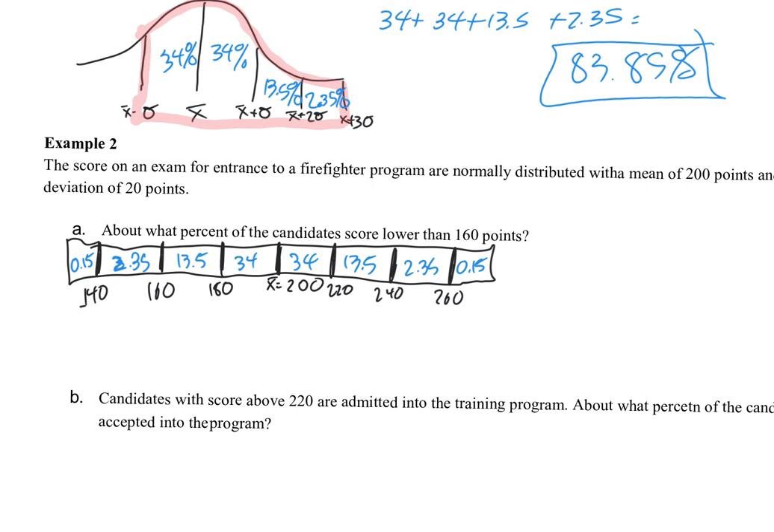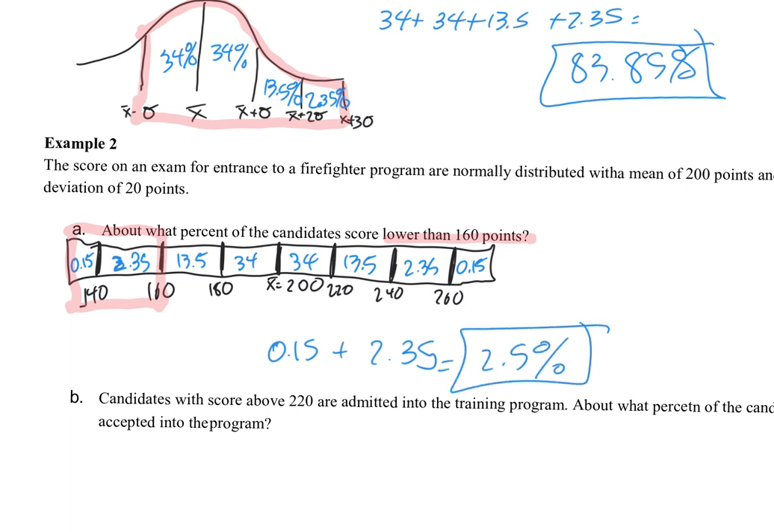Now this question is specifically asking about what percent of the candidates scored lower than 160 points. So lower than 160 is just this area right here. So literally all I'm going to do is add up 0.15 plus 2.35, and that'll give me 2.5%. That must be my answer. Only 2.5% of the people who took this test are going to score less than 160.